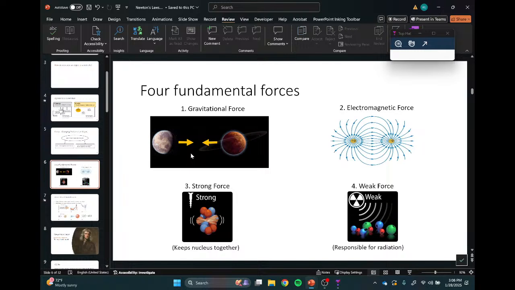When I threw that eraser across the room, electromagnetic force. When you're sitting on your chair and the chair's pushing up on you, electromagnetic force. The reason your clothes stay on you, electromagnetic force. Friction, electromagnetic force. Rope pulling something, electromagnetic force. And you're like, okay, what does that mean? Everything's made of protons, neutrons, and electrons.